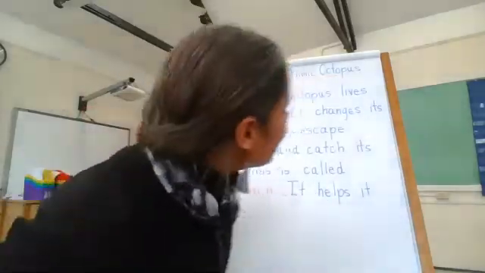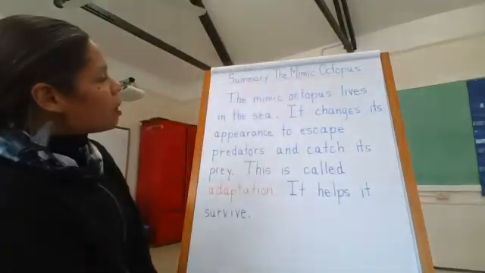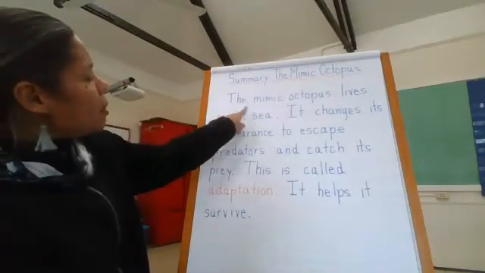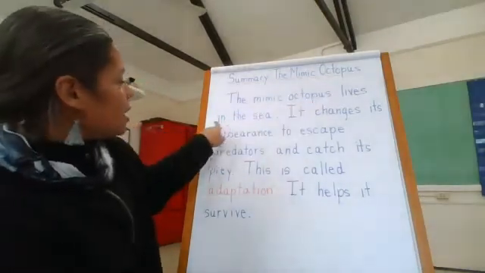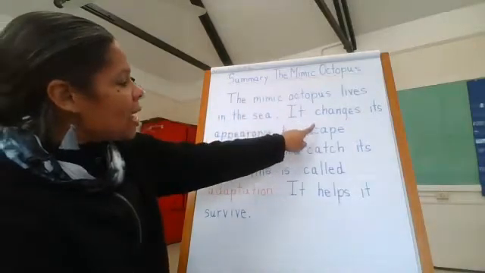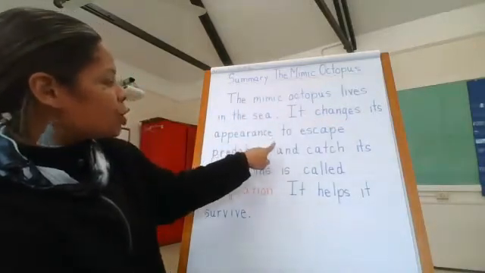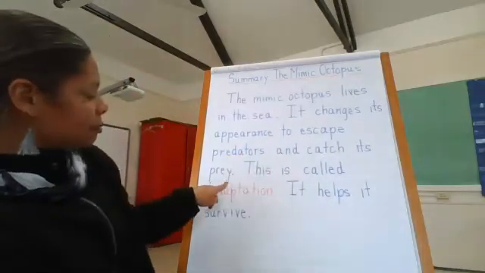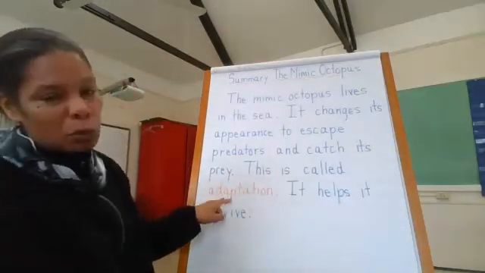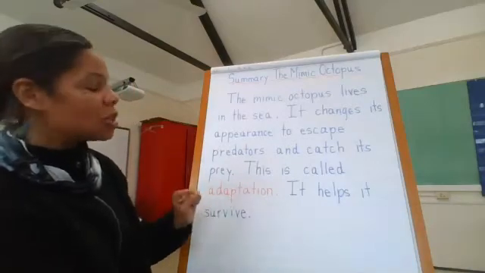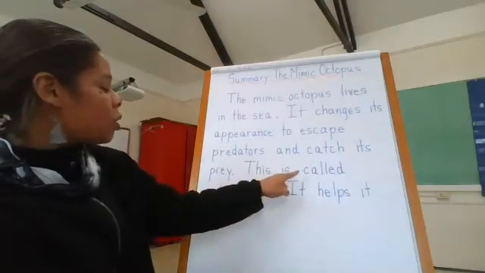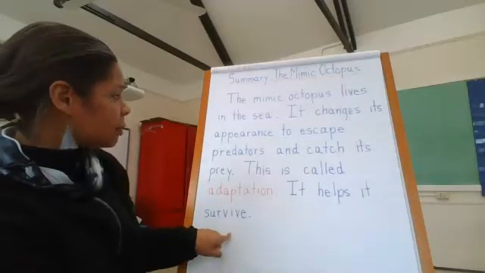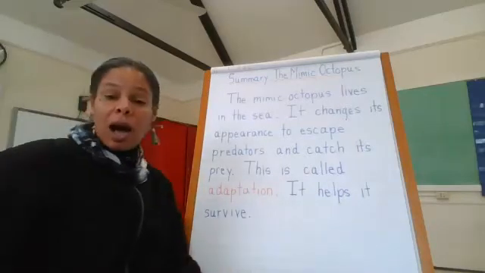So this is what I came up with, all right? Okay, so my summary of the mimic octopus. So, the mimic octopus lives in the sea. It changes its appearance to escape predators and catch its prey. And I just wanted to add this word because this is an important word, so I think we should know what it means. I think we should add it to our summary. This is called adaptation. It helps it survive. Okay? So, all right, that's it.